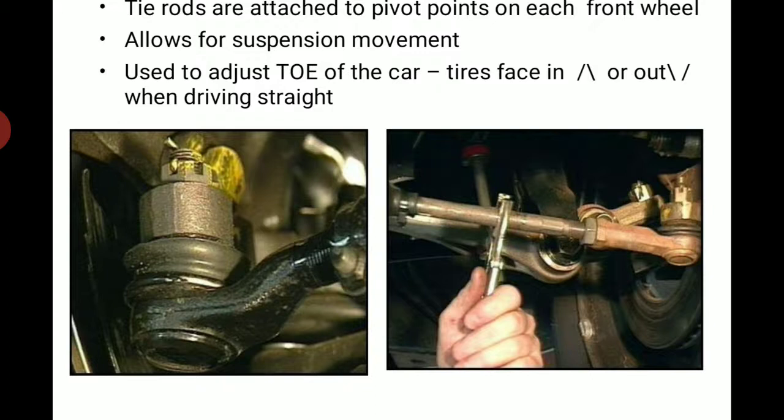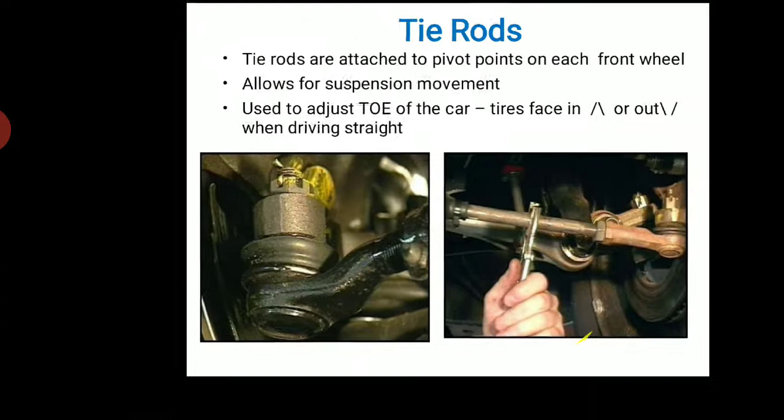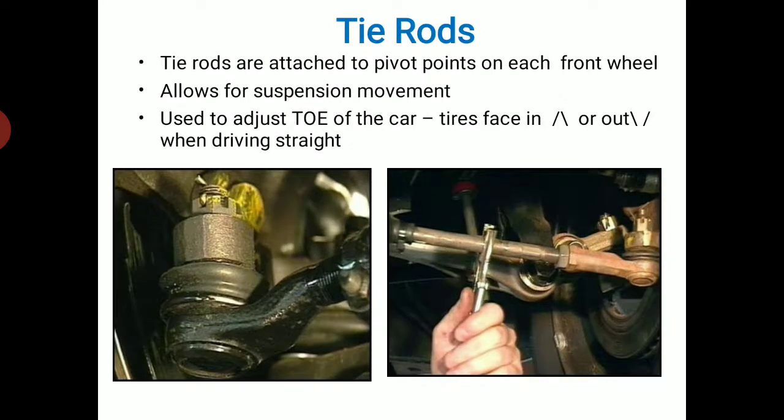They allow for suspension movement. They are used to adjust the toe of the car. I told you what exactly the toe of the car is. Toe in, toe out. Tire face. You can see the reverse of a V, that is called toe in. Toe out, you can see a V shape. These are called tie rods.